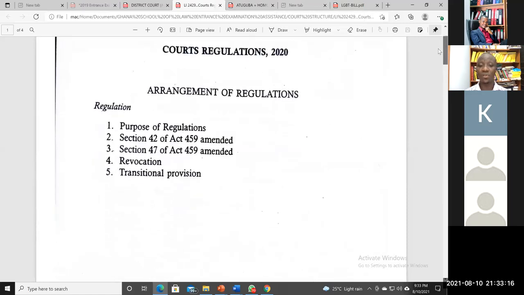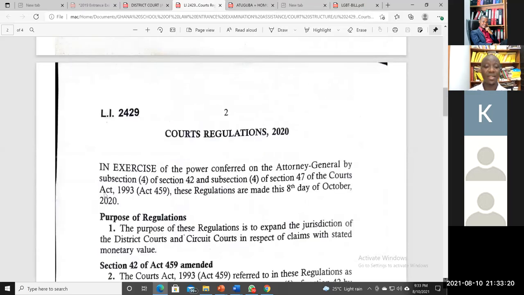All that you get is a provision at the beginning telling the reader the source of authority, that is, where the power is derived from for making that LI. If you look at LI 2429, for example, let me show it again. At the very beginning of the LI 2429 regulations, look at this: In exercise of the power conferred on the Attorney General by subsection 4 of section 42 and section 47 of the Courts Act, 1993 (Act 459), these regulations are made this 8th day of October 2020.